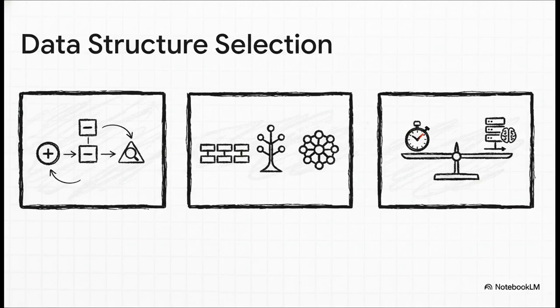When programmers are making this choice, they're really balancing three key questions. First, what do you actually need to do with the data? Are you mostly searching it, or are you constantly adding and removing stuff? Second, what does the data itself look like? Is it just a simple list, or is it a super complex web of connections? And finally, you've got to think about efficiency. How fast is fast enough, and how much memory can we afford to use?